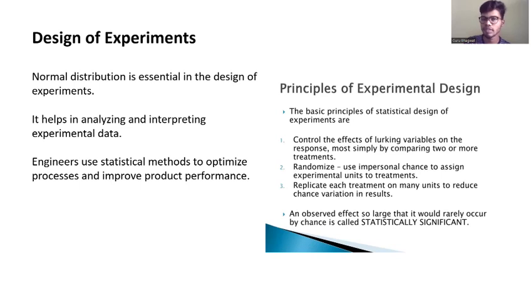Next, we have to randomize the variables or the data. Use impersonal chance to assign the experimental units to the treatments. Next, replicate each treatment on many units to reduce the chance of variation in results. An observed effect so large that it would rarely occur by chance is called statistically significant. That is called statistically significant in a normal distribution. This is how the experimental design principles work.